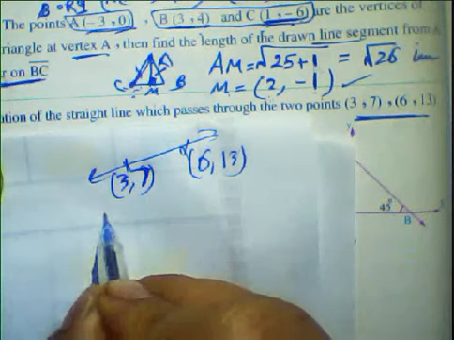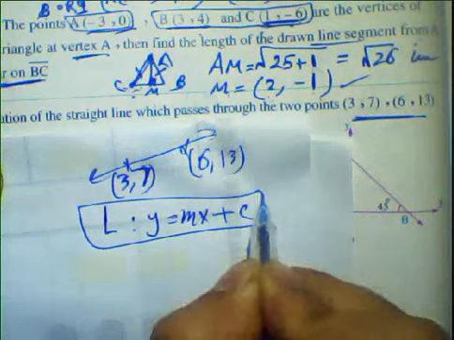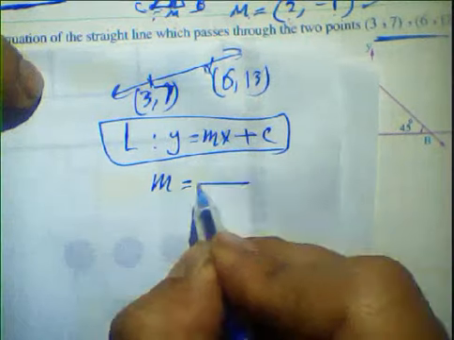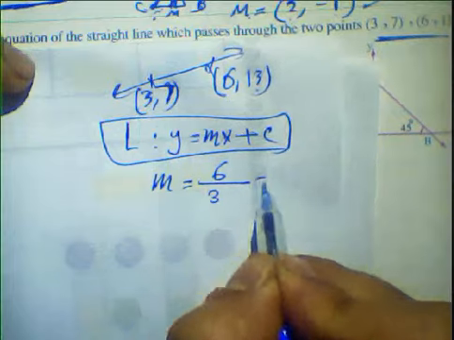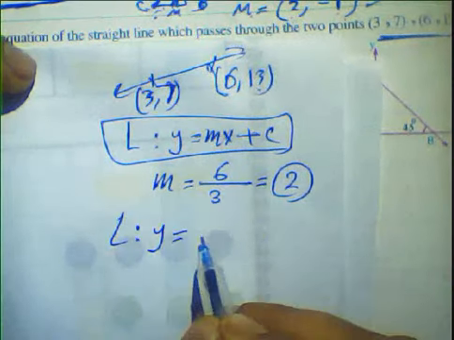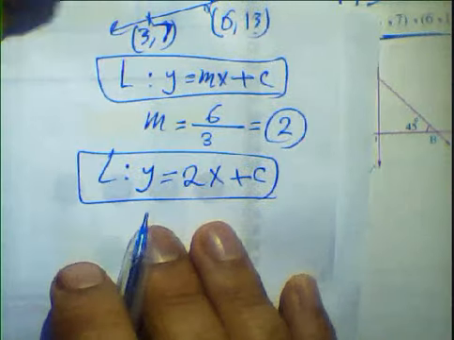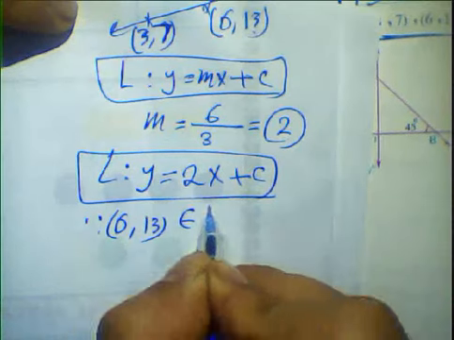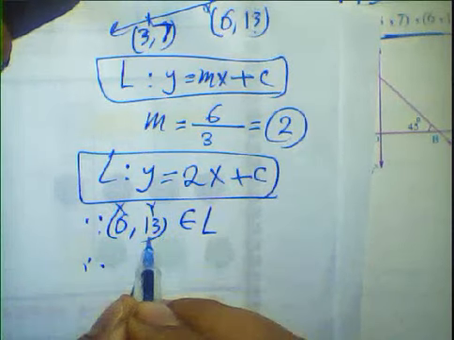Okay, let L be such that y equals mx plus c. We can find m, the slope, from the 2 points here. 13 minus 7 equals 6, 6 minus 3 equals 3, 6 divided by 3 equals 2. So L will be y equals 2x plus c. And then put any point as you like, such as 6 and 13, which falls on the straight line. Then we substitute x with 6 and y with 13.